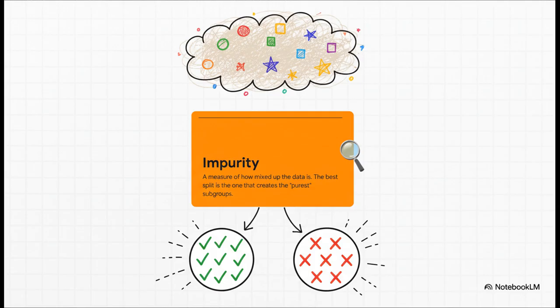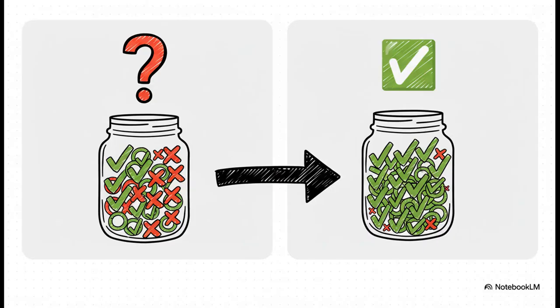So the algorithm's job is to search for the one single question that splits that messy group into new subgroups that are as pure or as one-sided as possible. Let's make this crystal clear.